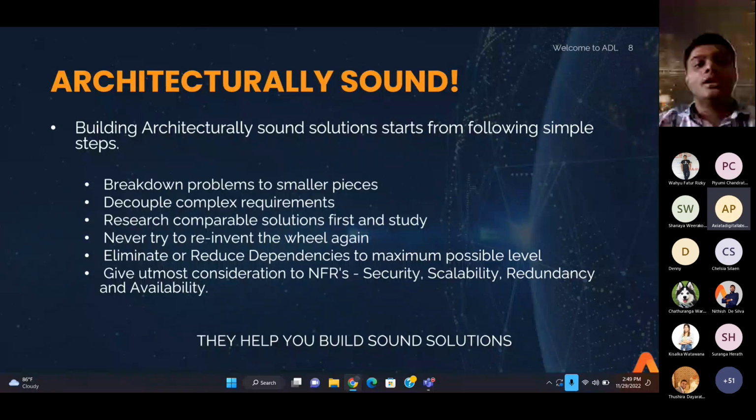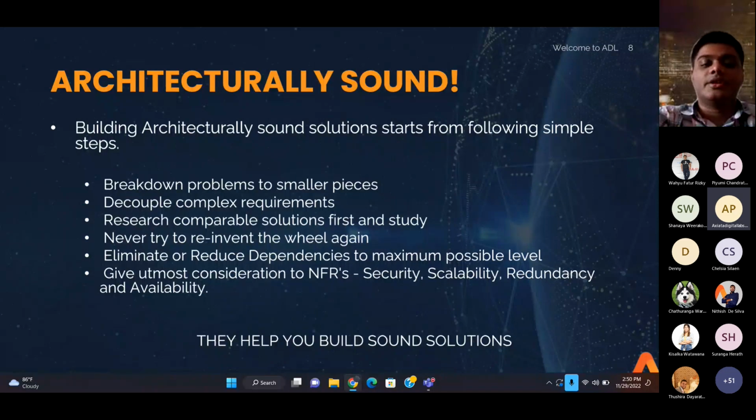If you are building completely from the ground up, then definitely you will not be in a position to add value, because you would already be packed up with these things, which is reinventing the wheel. You would not have the time or the mental space to add value. So find comparable solutions, first study them, then find the differentiator, and then try to add value.